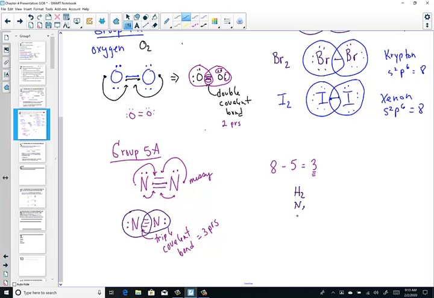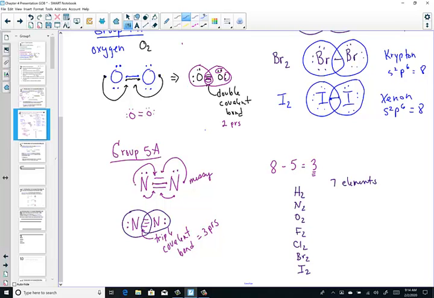Hydrogen, nitrogen, oxygen, fluorine, chlorine, bromine, and iodine. These are the 7 elements in nature that exist as diatomic elements. Their elemental form is a molecule, not a single atom.